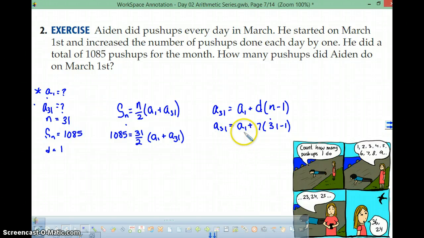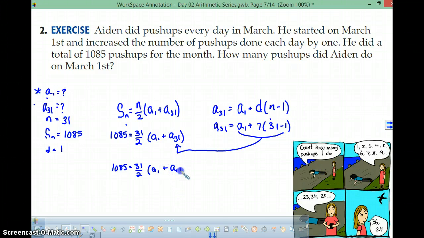Well, we still have a sub 1 here. We have a sub 1 here, so watch what we can do. We can take this and substitute that in right here where a sub 31 is. Now look what we have. We have 1085 equals 31 over 2 times a sub 1 plus another a sub 1 plus 7 times 30.